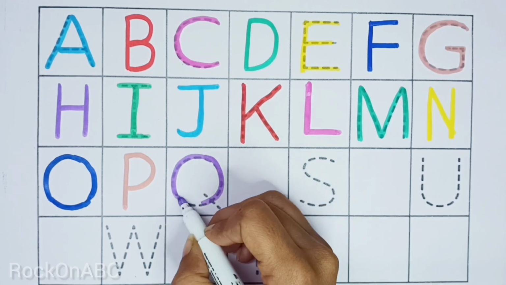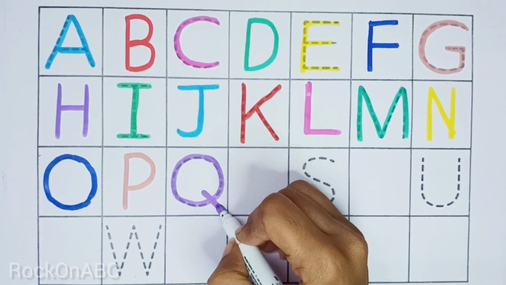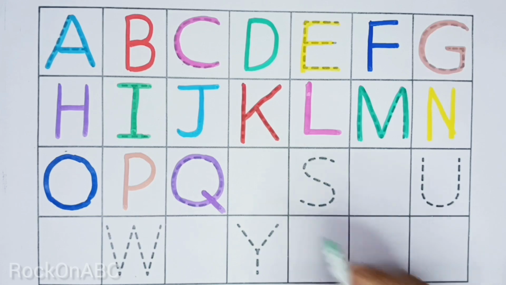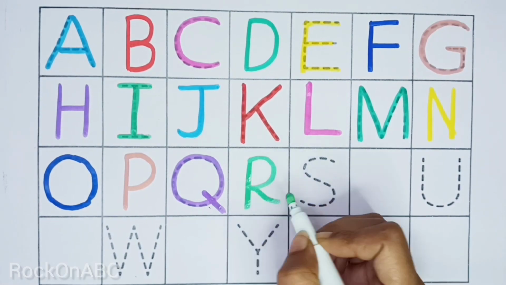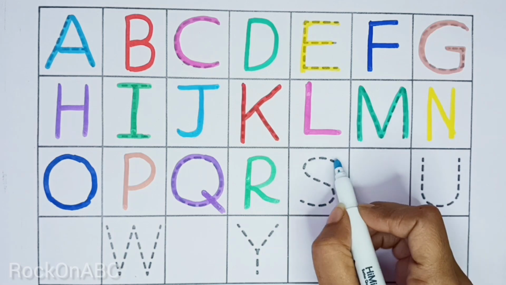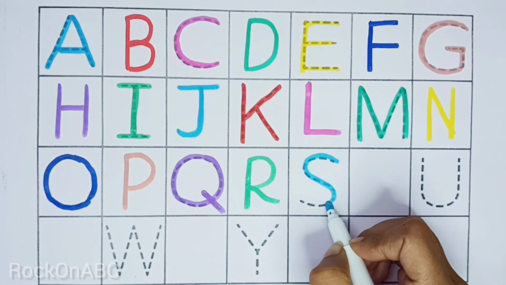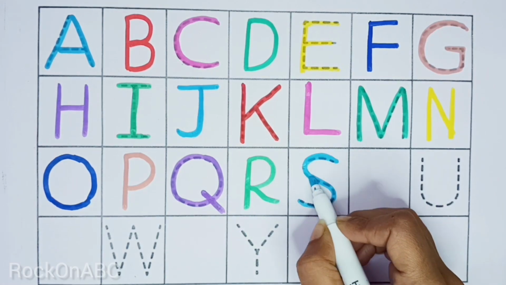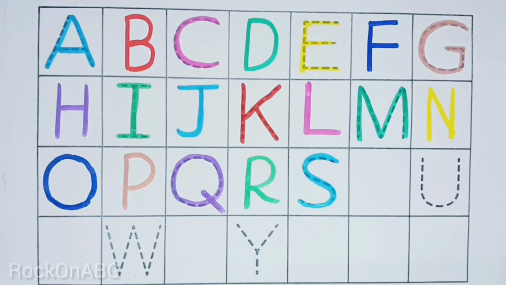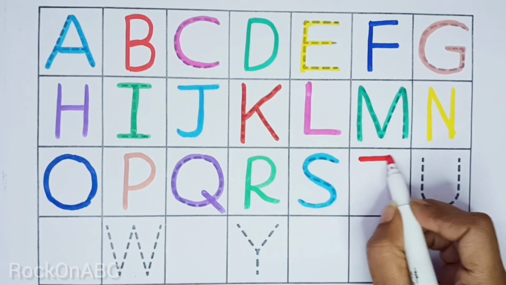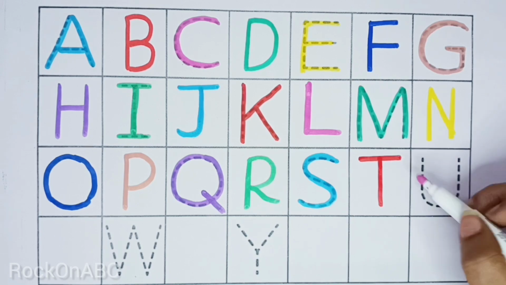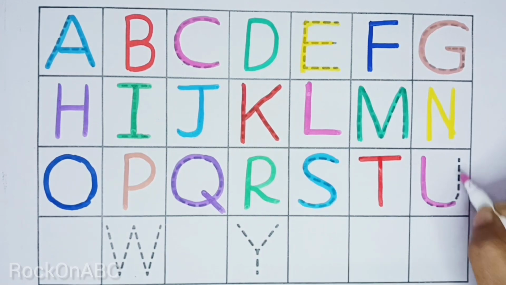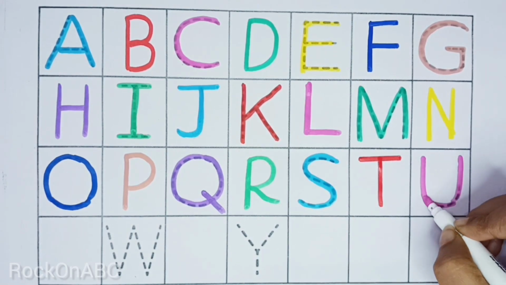Brown color P. P for papaya. Purple color Q. Q for queen. Green color R. R for rose. Blue color S. S for snail. Red color T. T for tomato. Pink color U. U for umbrella.